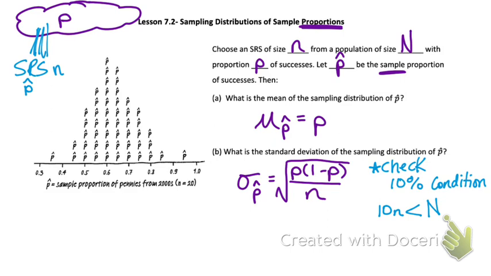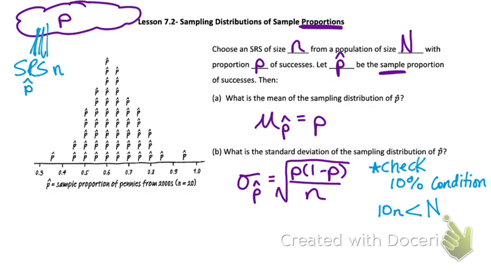We will talk way more about the 10% condition in the next chapter, but for now, just know anytime you're working with the standard deviation, you're going to be asked to check the 10% condition. We'll do 2 examples today, so you'll get a chance to see them, okay?